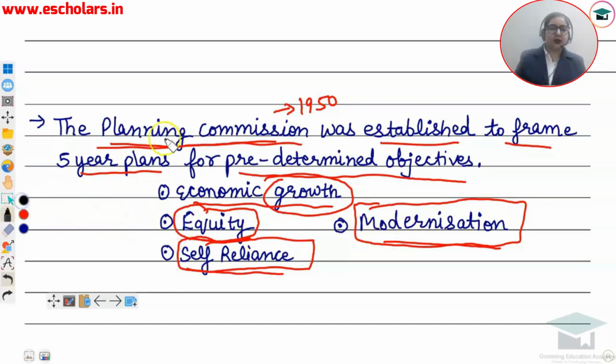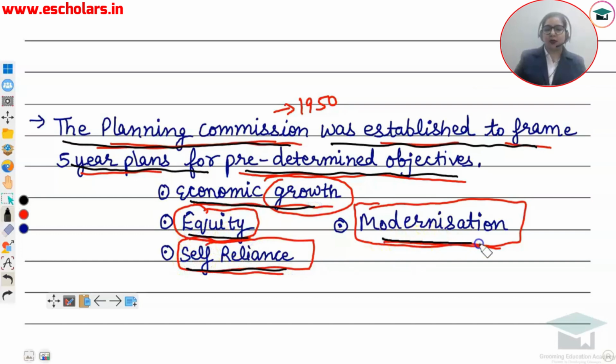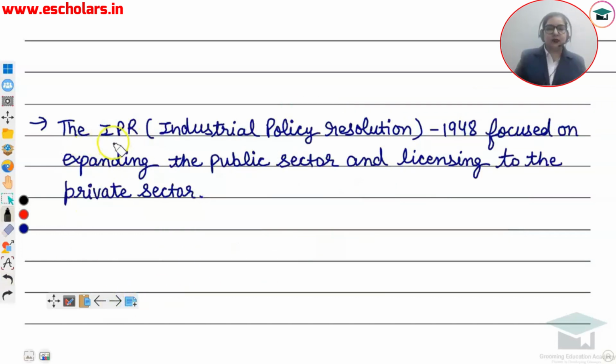Okay. So let's recall it till now. The Planning Commission was established to frame 5-year plans for predetermined objectives, and those are economic growth, equity, self-reliance, modernization. Next students, IPR 1948 was also implemented. Now what is this IPR? IPR stands for Industrial Policy Resolution.